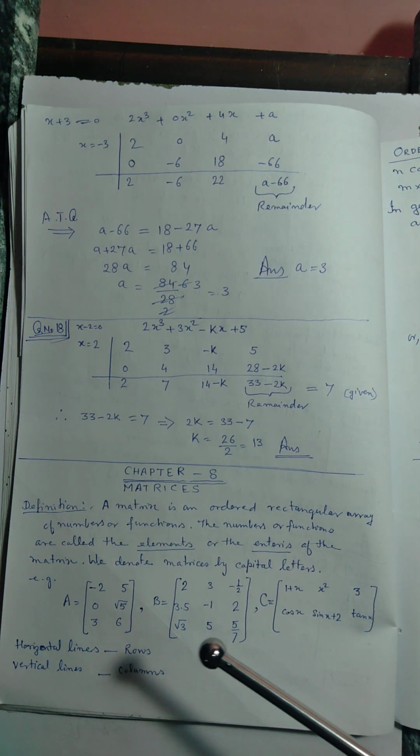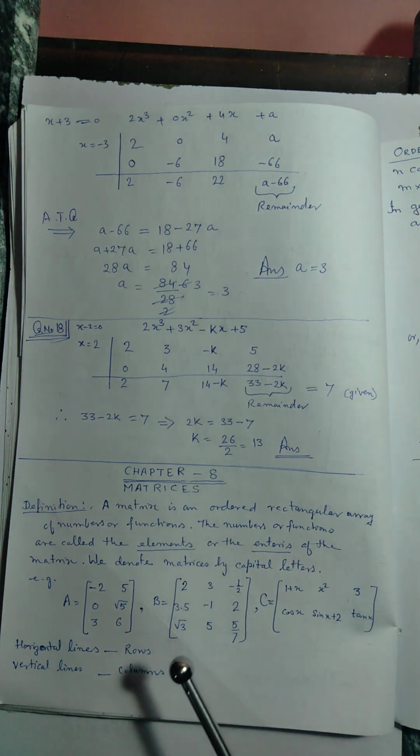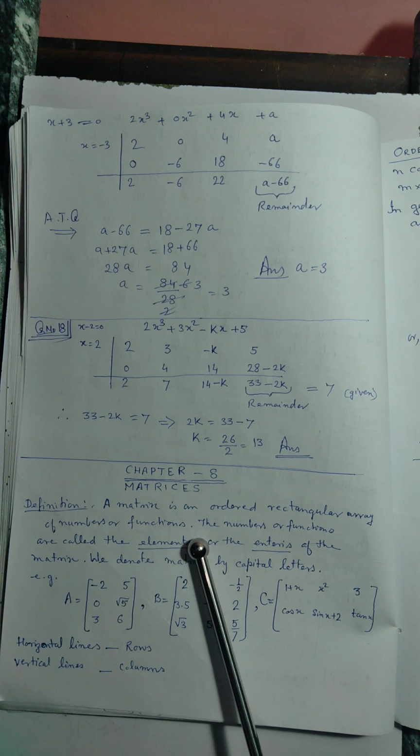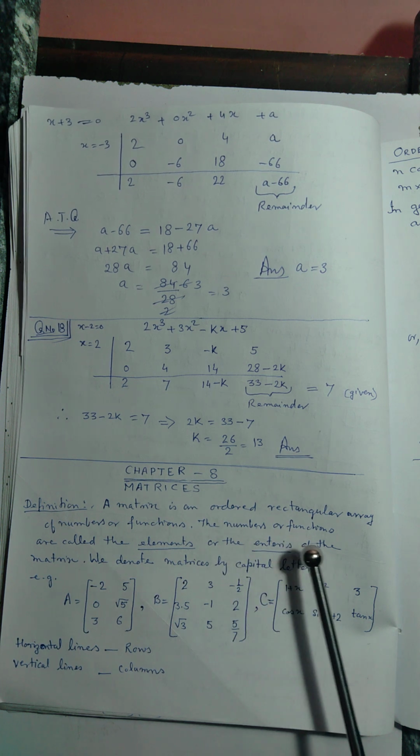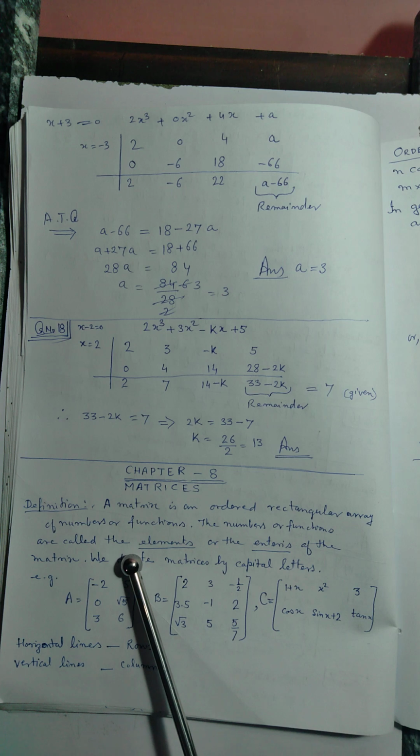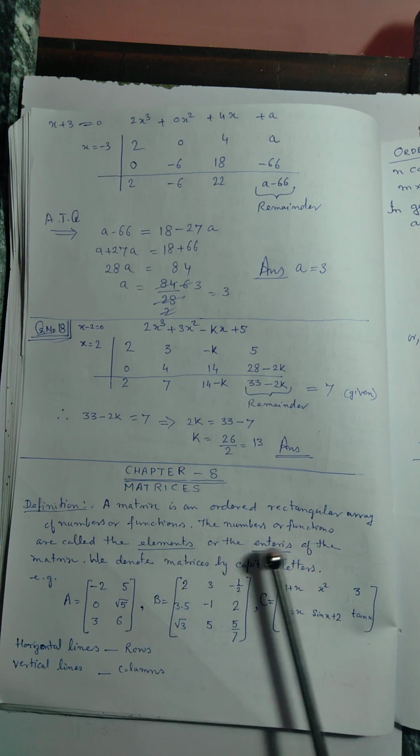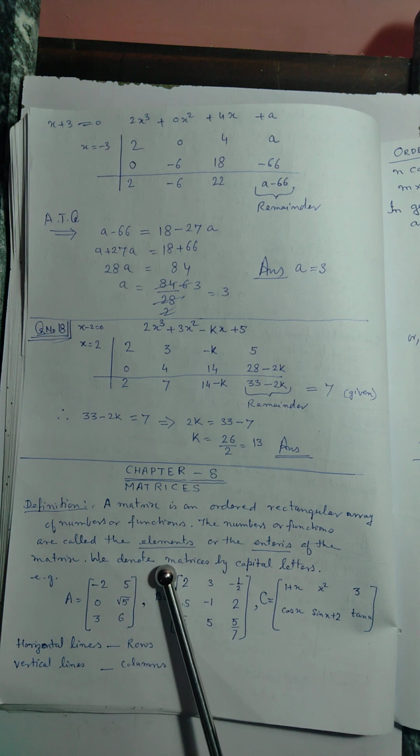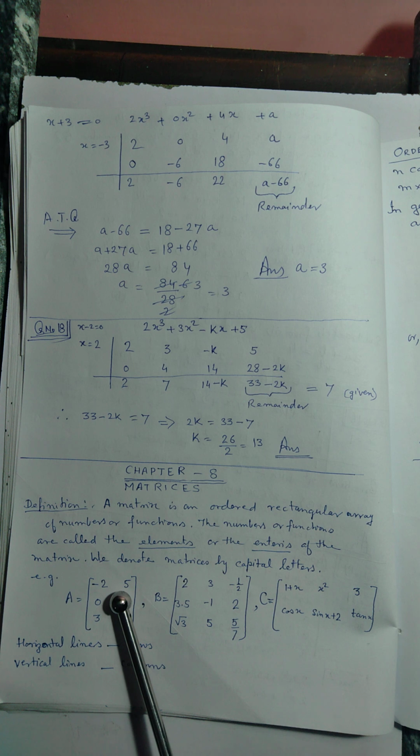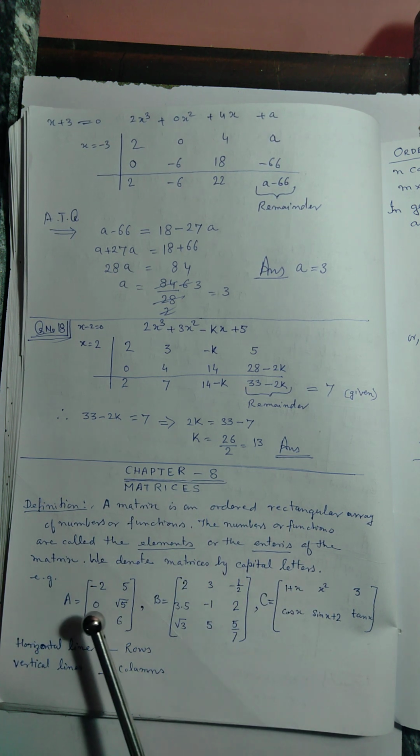Let us start ICSE Mathematics Class 10th, Chapter 8, Matrices. Definition: a matrix is an ordered rectangular array of numbers or functions. The numbers or functions are called the elements or the entries of the matrix. We denote matrices by capital letters.